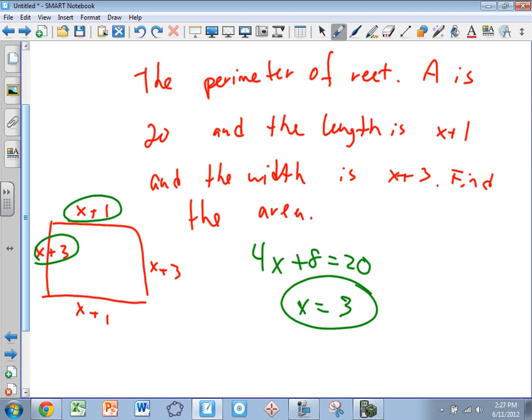The area. So now if this is 3, that makes this length what? 4. And it makes this length? 4 times 6 is? 24. The area is 24. Okay, remember, area is length times width. So you have to use some knowledge of geometry in here, which should be basic, especially the area formula for a rectangle.